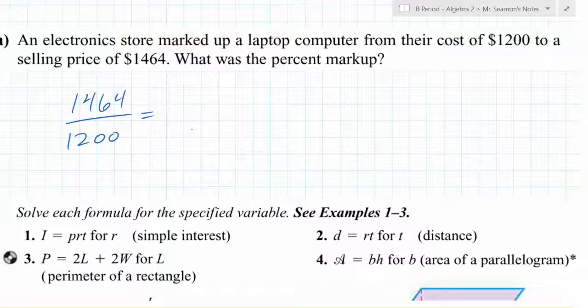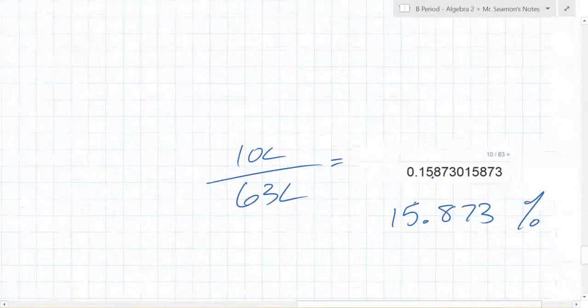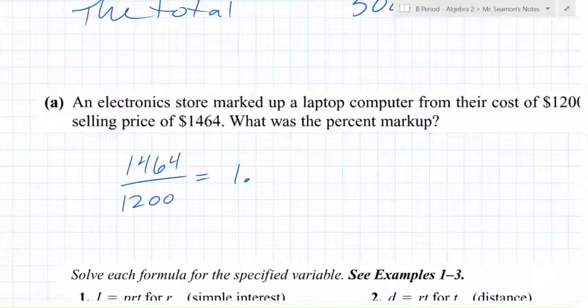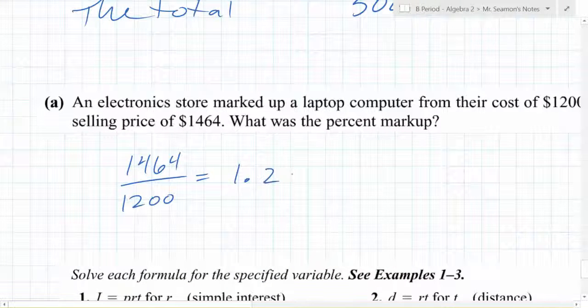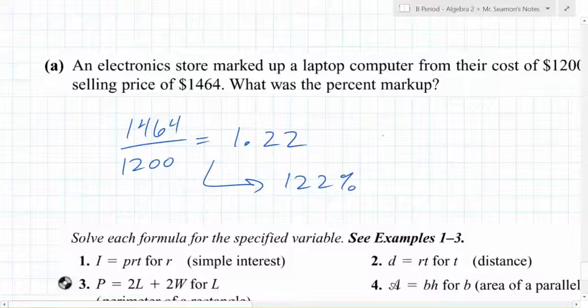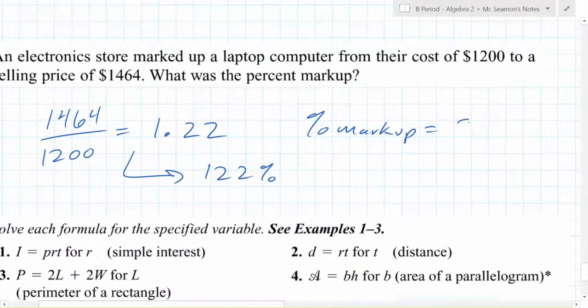Okay, so if you did this on your calculator, what did you get? I got 1.1. 1 point what? Okay, so again, how many decimal places are you supposed to go to? On your calculator, it's exactly 1.22? Oh, nice. Sorry, my mistake. So that means, what is 1.22 in percent? That's 122%, so what's the percent markup? Yep. 22%.